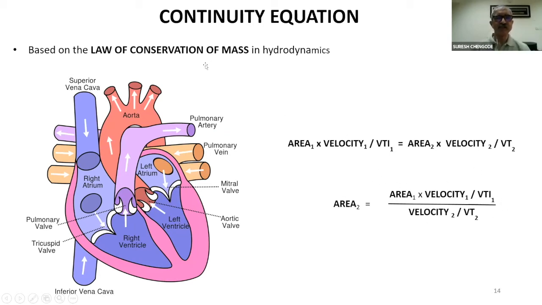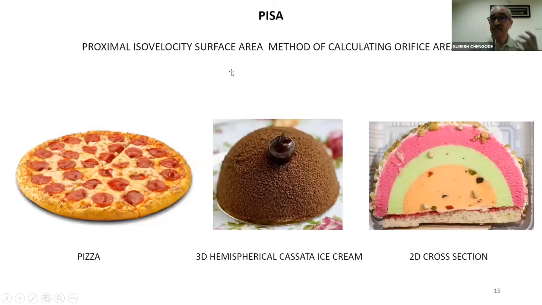Now, the same continuity equation can be used in another method, which is known as the proximal isovelocity surface area method of calculating an unknown orifice area. This is not actually a rounded flat pizza, but in 3D it looks more like a hemispherical cassata ice cream, cut in cross section. This is what you see on the echocardiographic screen with the color flow Doppler being displayed.